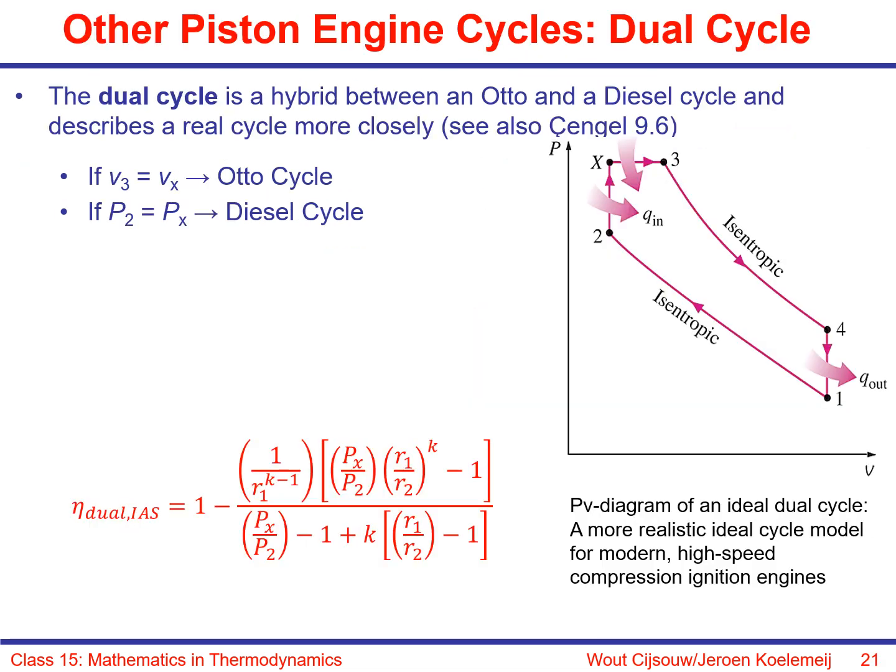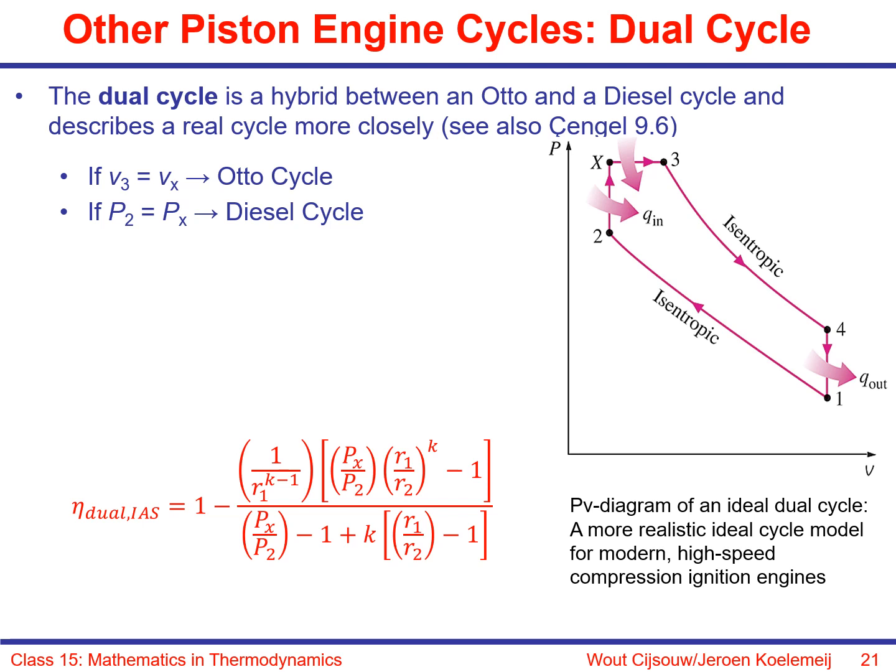Well, you may suspect that there is more to life than just ideal Otto cycles and ideal diesel cycles. One cycle that you may encounter is the dual cycle, which is sort of a hybrid between an Otto and a diesel cycle, and which can describe real life cycles more realistically. And you may look into the book of Cengel in section 9.6 to read more about the dual cycle.